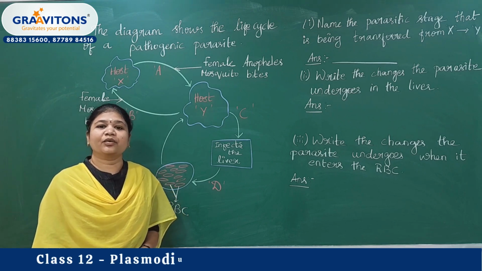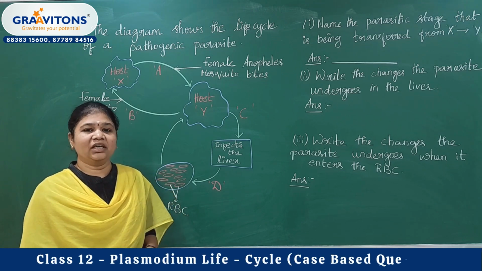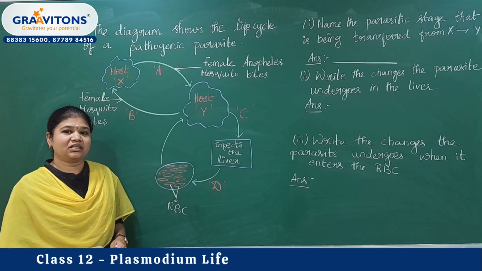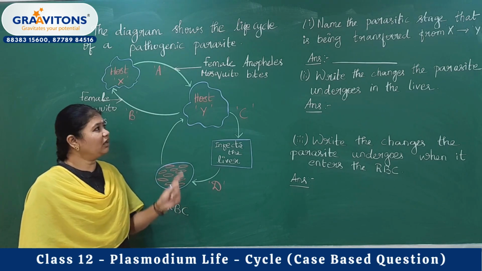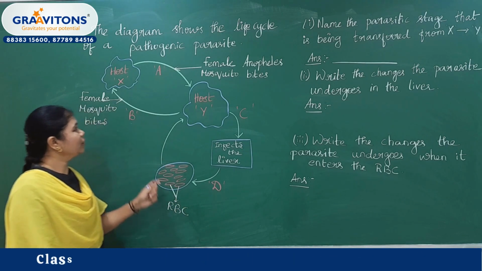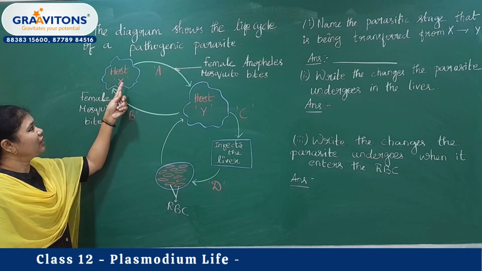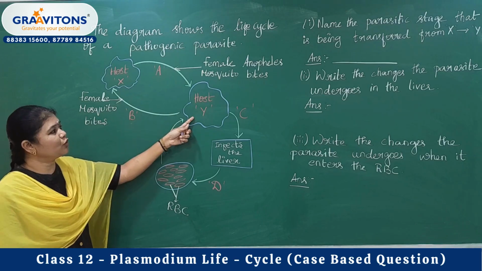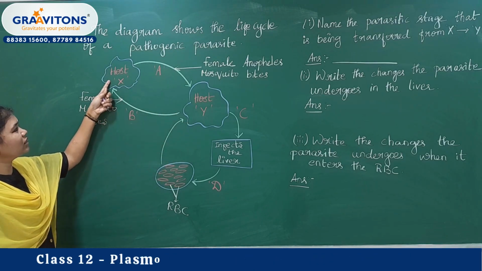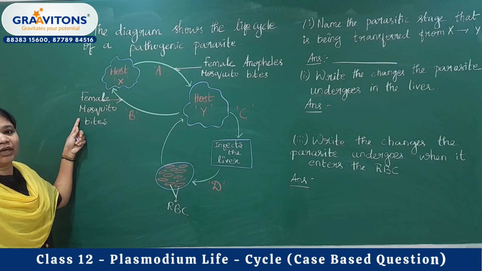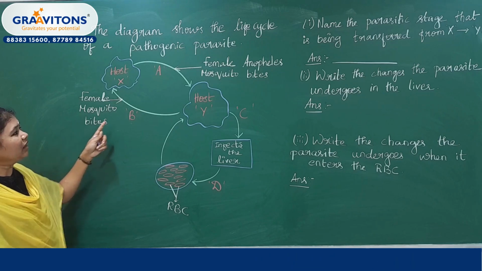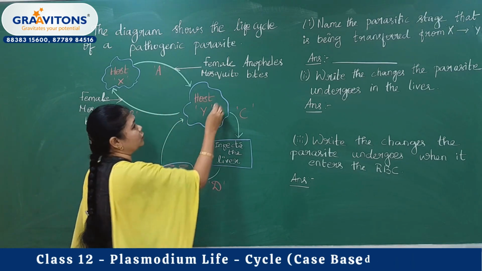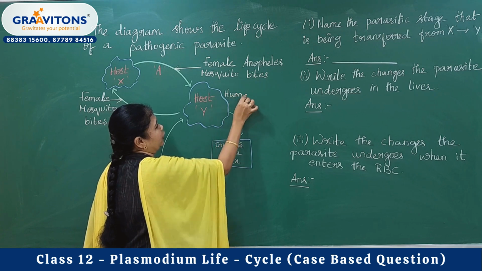Students, today we are going to have a quick recall of the life cycle of Plasmodium parasite. So here is a case study question which is based on the life cycle. First one, host X is given. Through the bite of the female Anopheles mosquito, it is transferred to host Y. So here the host X is identified as female Anopheles mosquito. Then host Y should be the human. So here host Y is human beings.